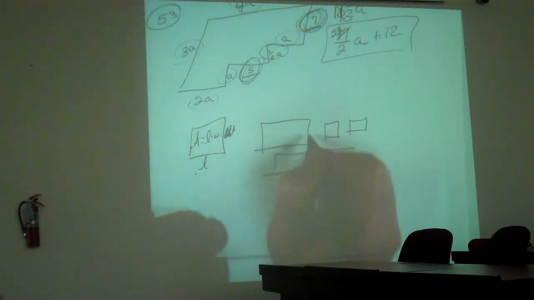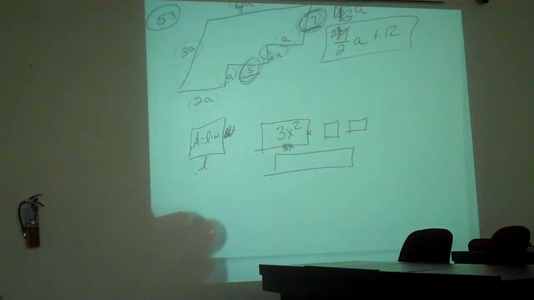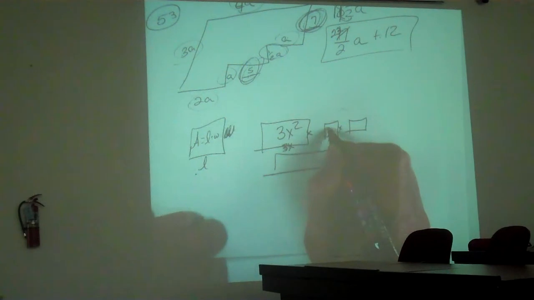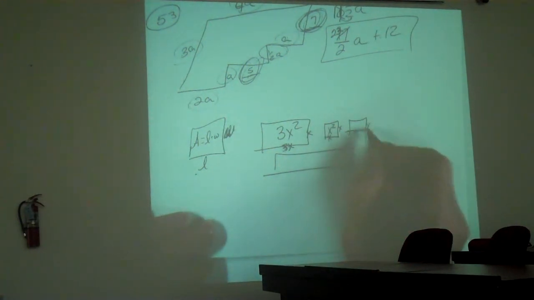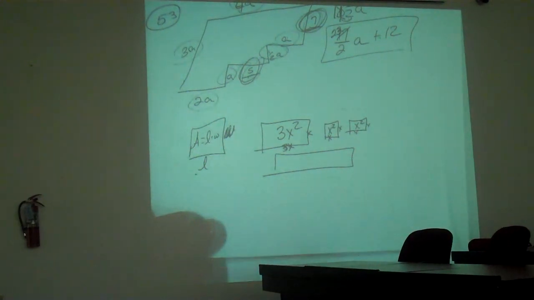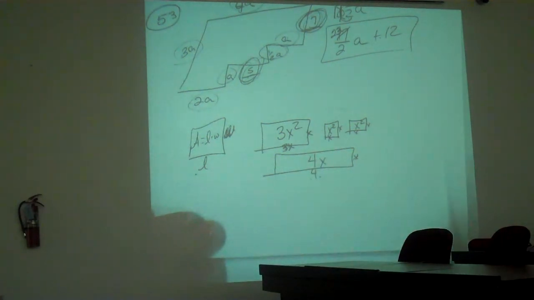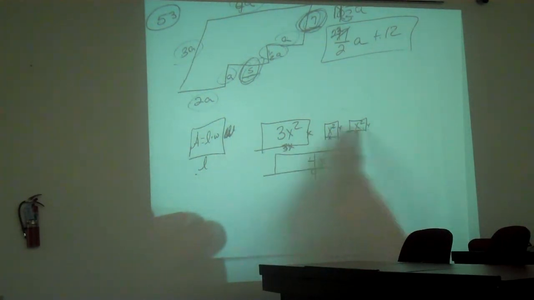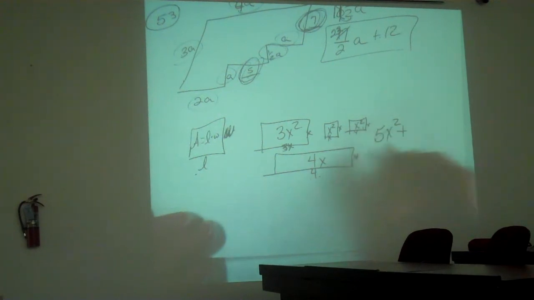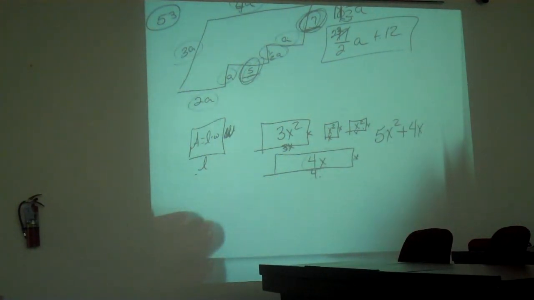Okay, this one we have 3x and an x there. So what's the area of this one? 3x times x, so it's 3x squared. This is x by x, so it's x squared. This one is x squared, right? This one is 4 by x. So what's the area of this? 4x, right? So these are all like terms, aren't they? 3x squared, 1x squared, 1x squared is 3, 4, 5x squared plus 4x. It looked all hard, huh? It looked complicated.